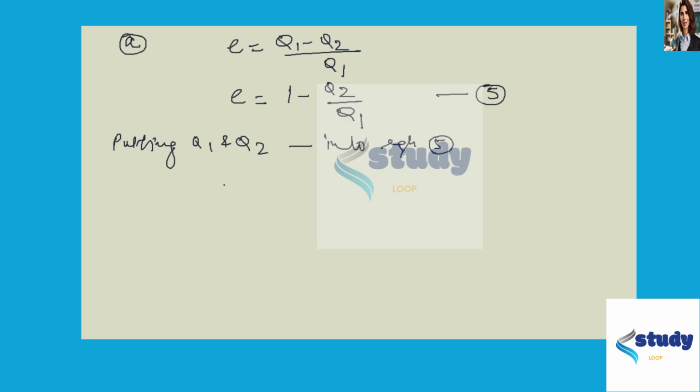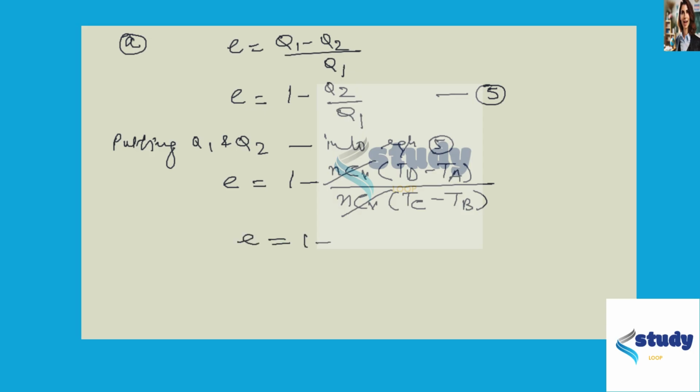Now this E would come as 1 minus nCv times TD minus TA upon nCv times TC minus TB. So E will be 1 minus TD minus TA upon TC minus TB. So we take it as part A.